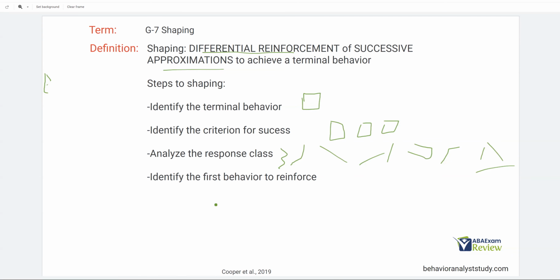So we have to pick what first behavior are we going to reinforce. And that all depends on your learner, right? Let's say your learner can draw straight lines. Then maybe the first behavior to reinforce is a straight line. What if they can't draw at all? Then maybe you're just going to reinforce any squiggles whatsoever. That's going to be based on your learner. And as you pick your first behavior and you start to differentially reinforce that approximation, you then start reinforcing closer and closer approximations until we reach our terminal behavior of square.